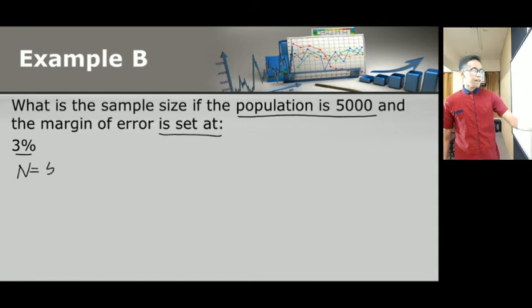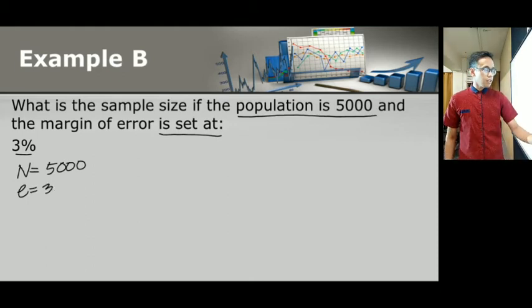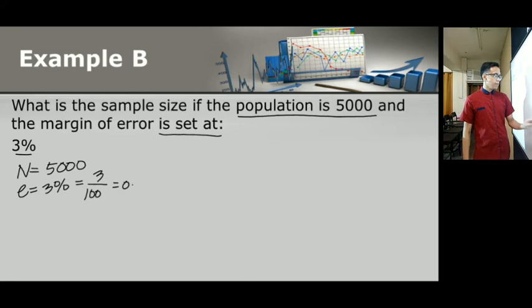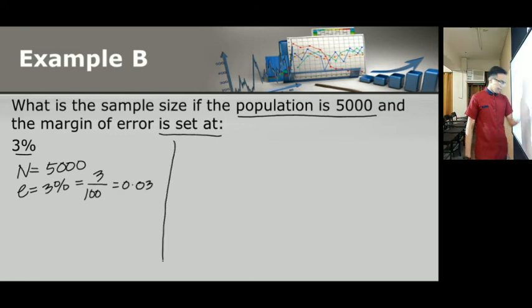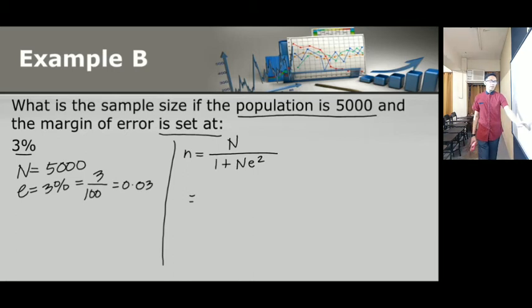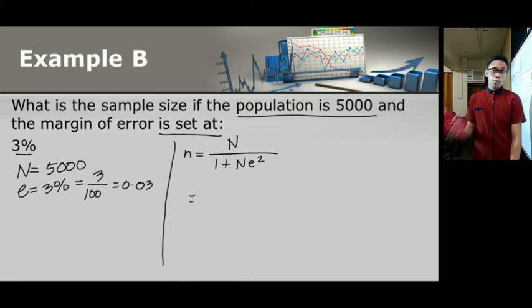So, that is 5,000. And then the margin of error is 3%. So, 3% converted into decimal by dividing 3 by 100, that is 0.03. Now, let us solve for the value of the sample. So, small letter n is equal to capital letter N all over 1 plus capital letter N times E squared, that is, population times margin of error squared.